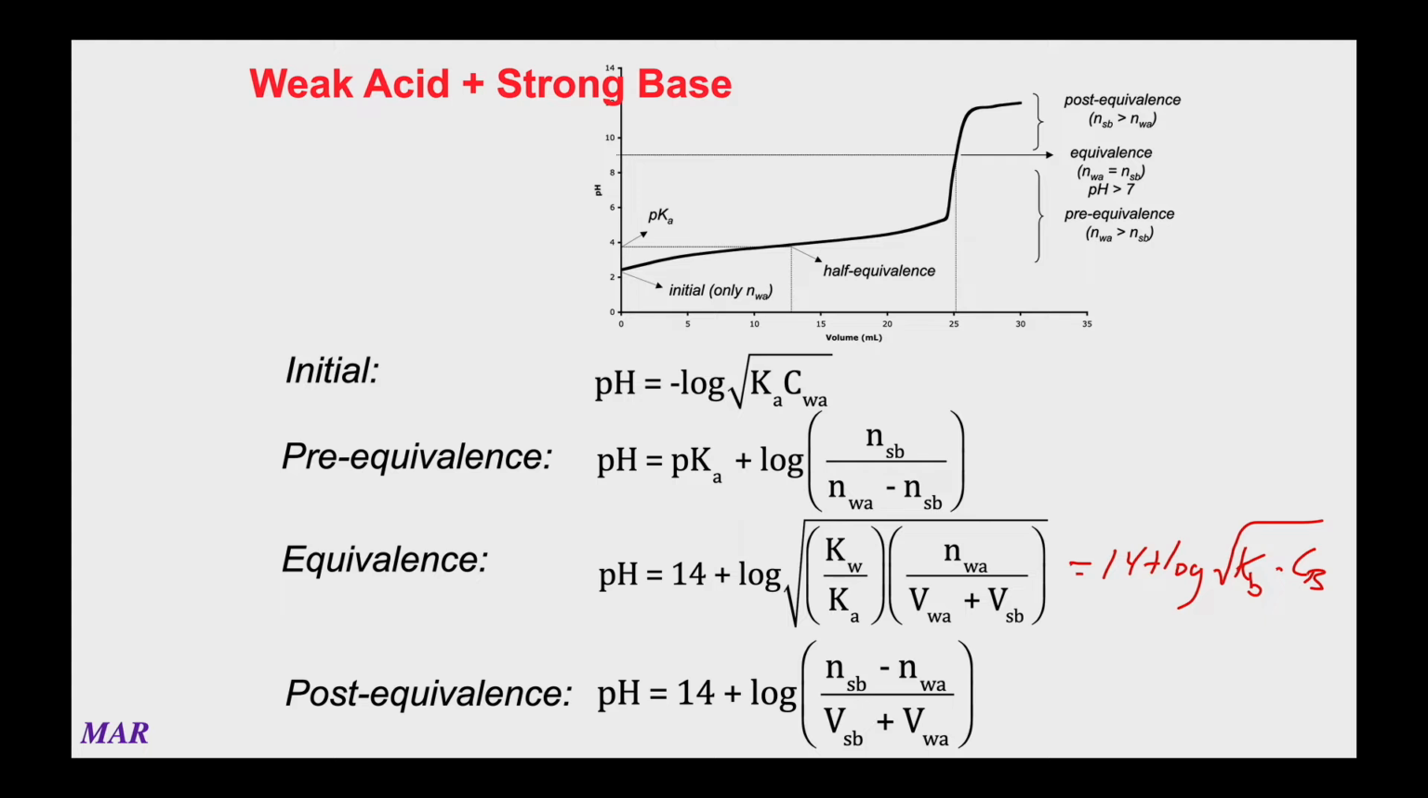And again, like before, hopefully you know Ka, but if you don't, you can find it from the graph. We'll talk about that a little bit. Moles of weak acid will not change, and volume of weak acid will not change. And the moles of strong base and volume of strong base you can get from the graph or from volume times concentration, that kind of thing. Honestly, it's not too bad.